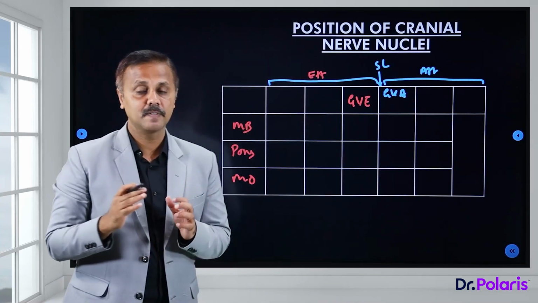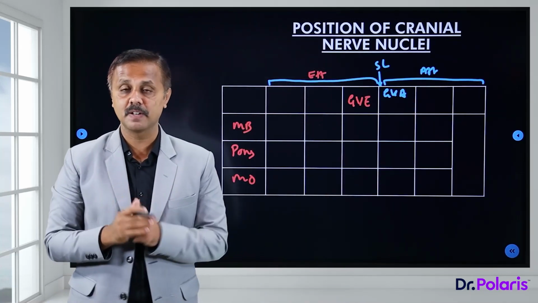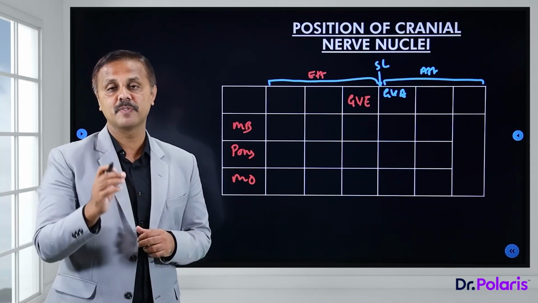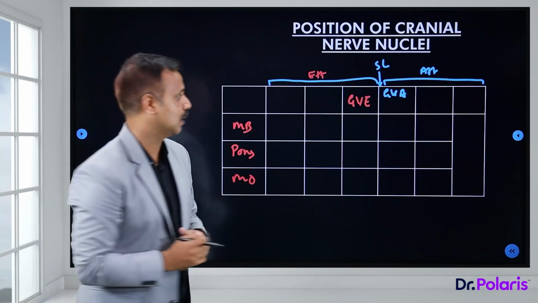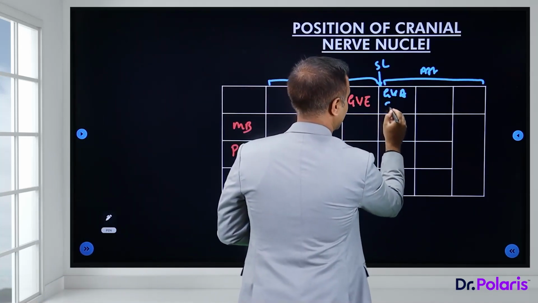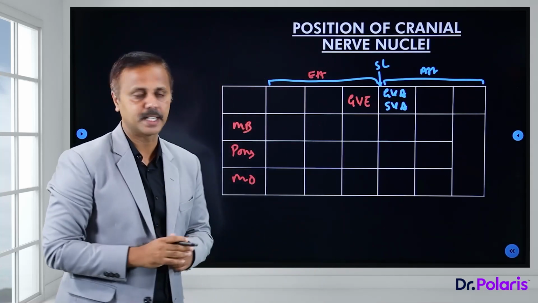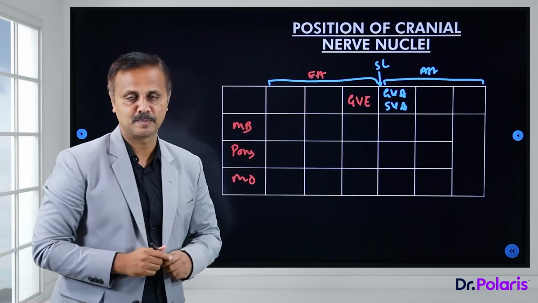Remember, the general visceral afferent column and special visceral afferent column are represented by the same nucleus, so we will write this under a single column. So we have general visceral afferent and we have special visceral afferent. Right. Then what about the next columns?